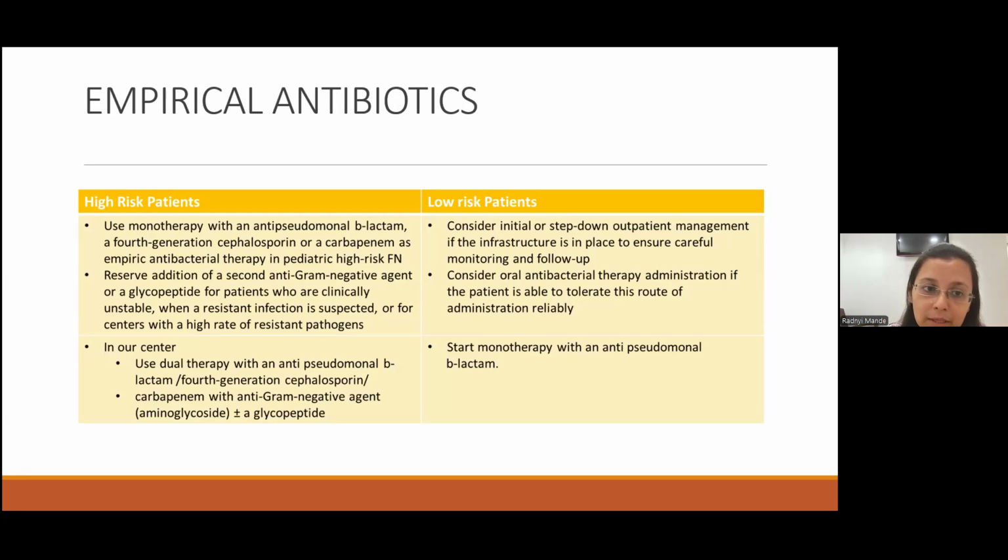In our center, what we are currently doing is, any high-risk FN patient, we start them on dual therapy with an anti-pseudomonal beta-lactam or a fourth generation cephalosporin or a carbapenem, depending on the clinical condition, with an anti-gram negative agent, that is an aminoglycoside, plus or minus a glycopeptide depending on the clinical condition. For low risk patients, the recent guidelines say consider step down outpatient management and oral antibacterial therapy. But at our center, we start them on monotherapy with an anti-pseudomonal beta-lactam.